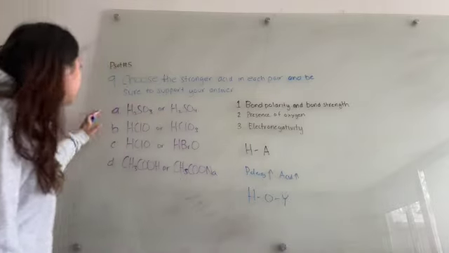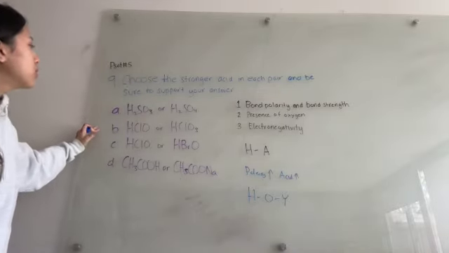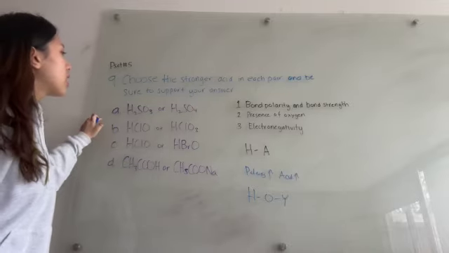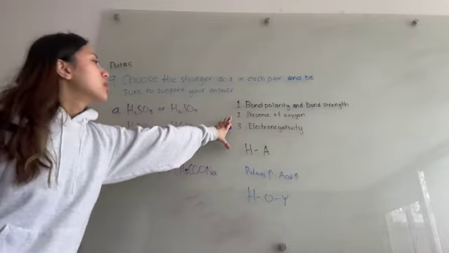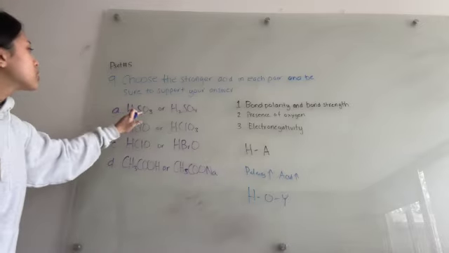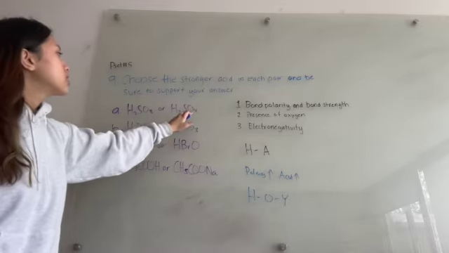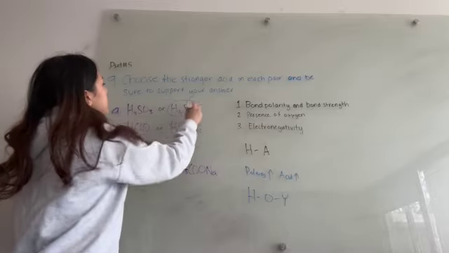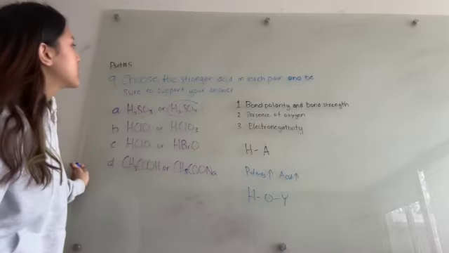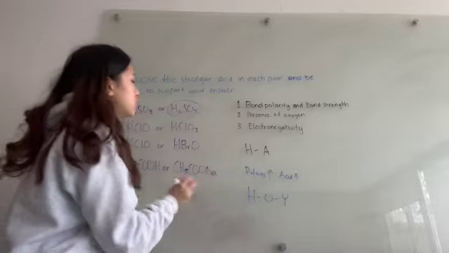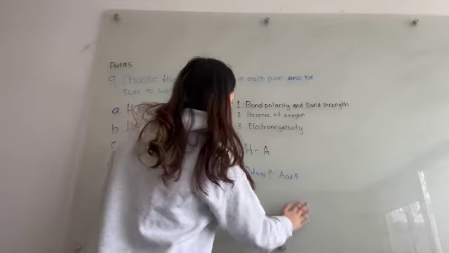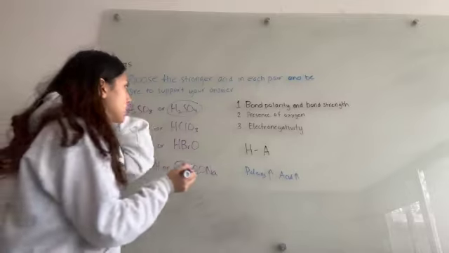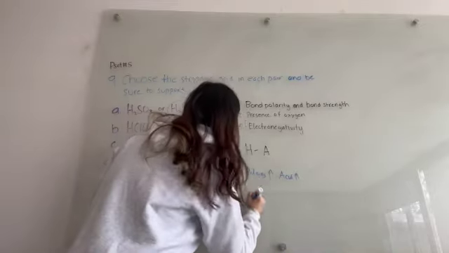So for A and B in this problem, we have sulfurous acid and sulfuric acid, and we can apply the second factor to this. So we can see that sulfurous acid has less oxygen than sulfuric acid, so therefore we can conclude that sulfuric acid is the stronger acid in this pair. But we can also look at the oxidation state of these acids to see which is stronger.